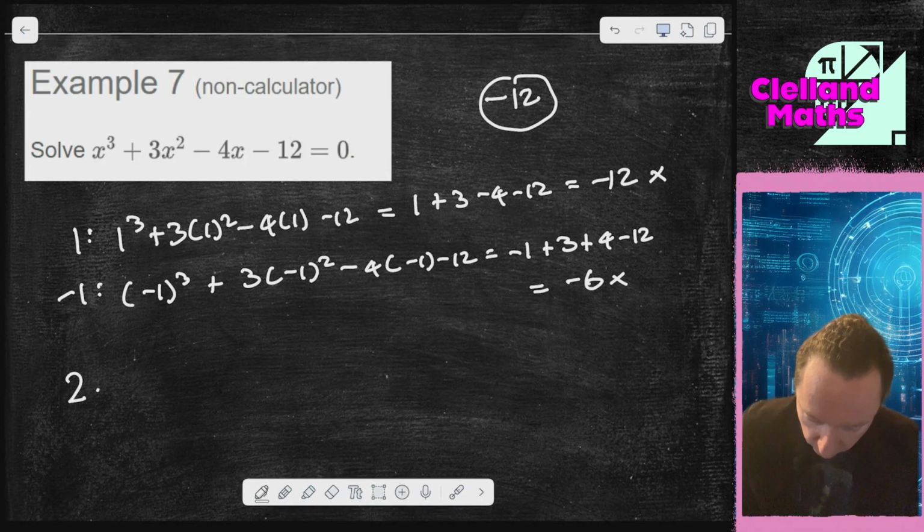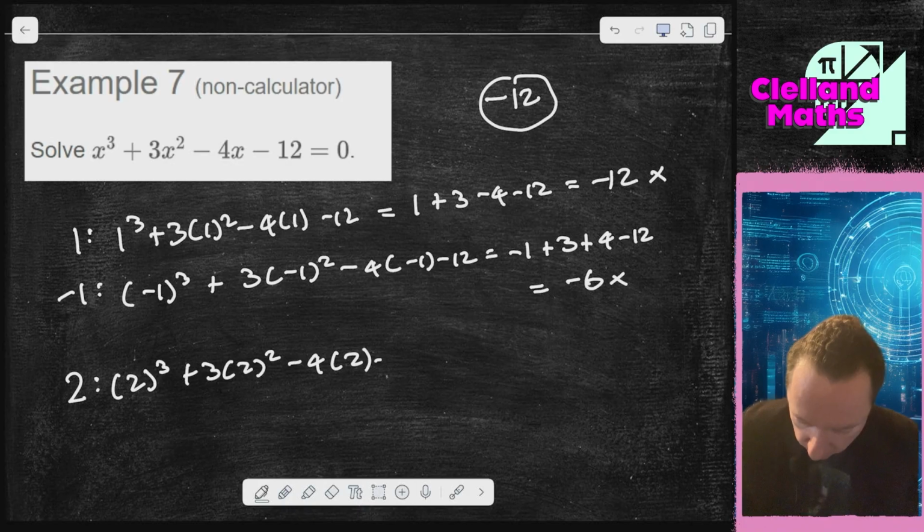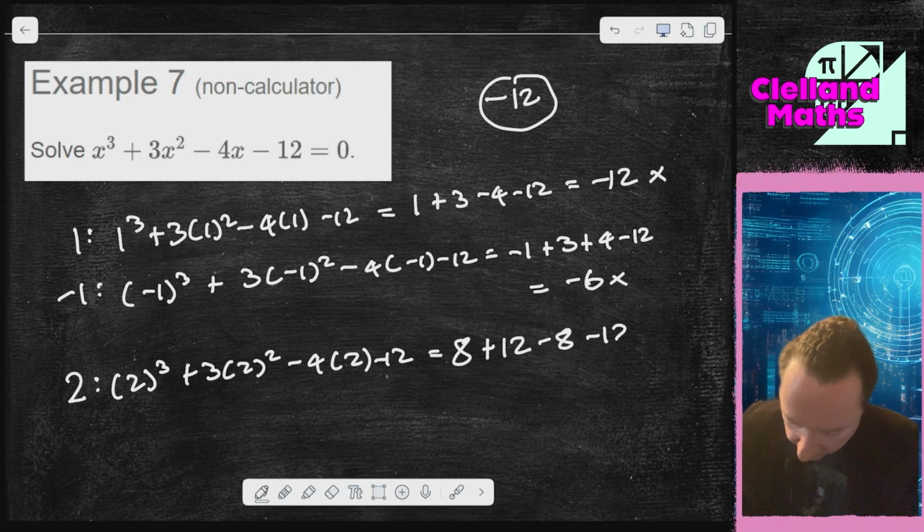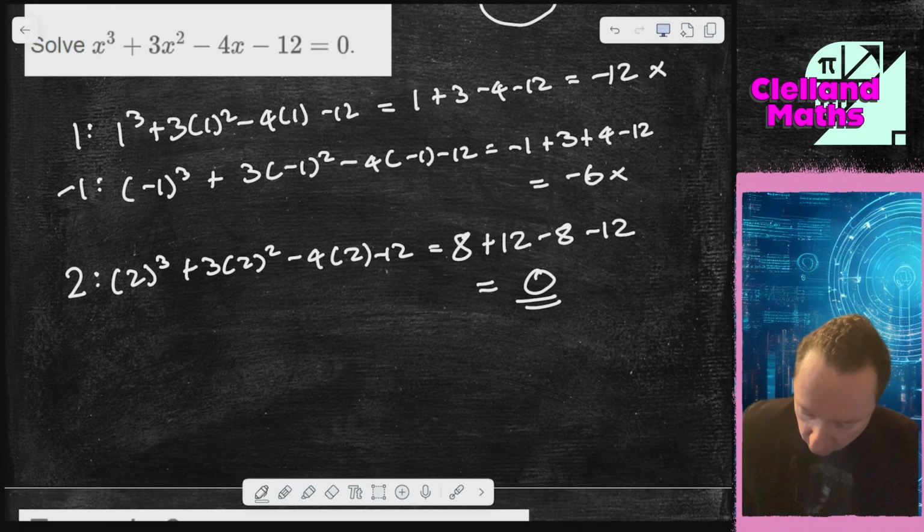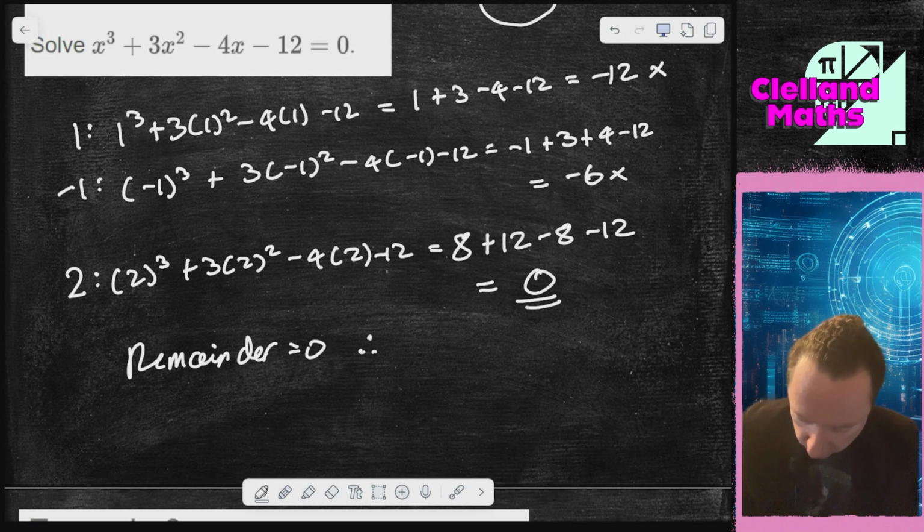Factors of 12. 2. 2 cubed plus 3 times 2 squared minus 4 times 2 minus 12. 8. 2 twos is 4, 4 threes is 12. 4 twos is 8. And then minus 12. 8 minus 8 is nothing. 12 minus 12 is nothing. So we've got it finally. The remainder equals 0. Therefore, 2 is subbed in. X minus 2 is a factor.